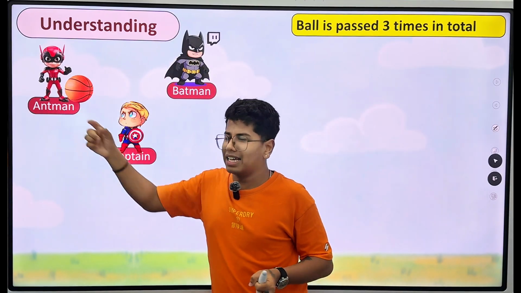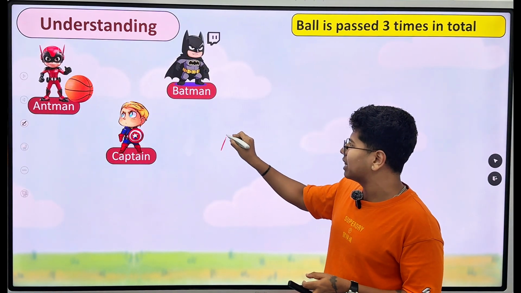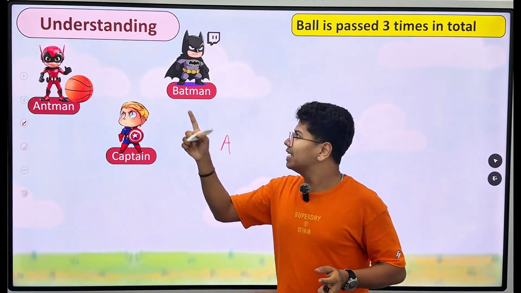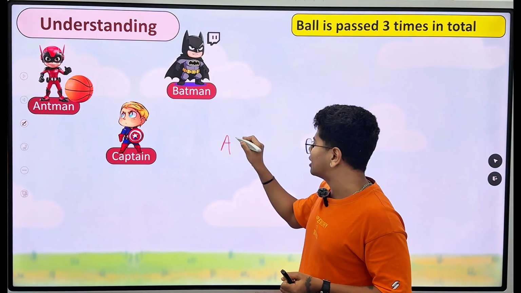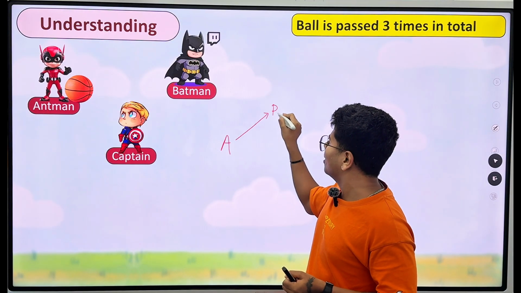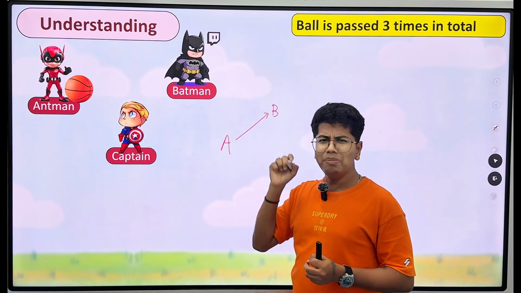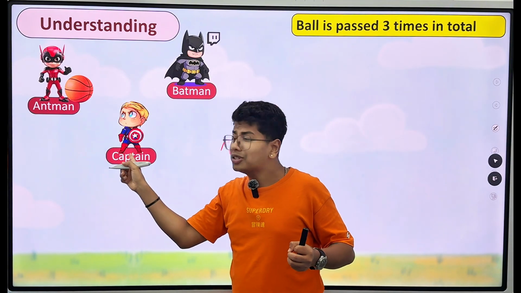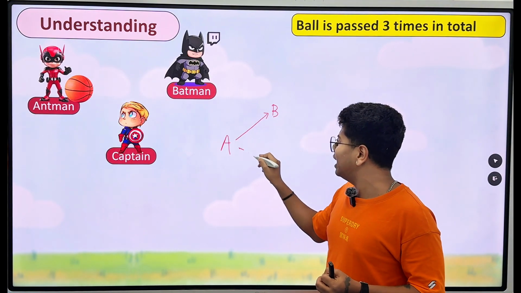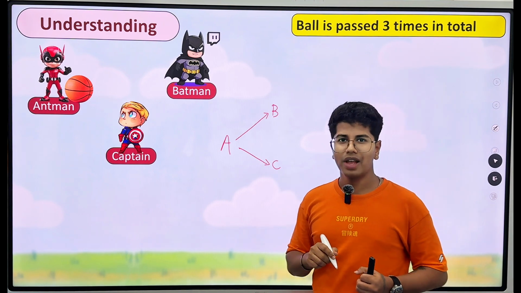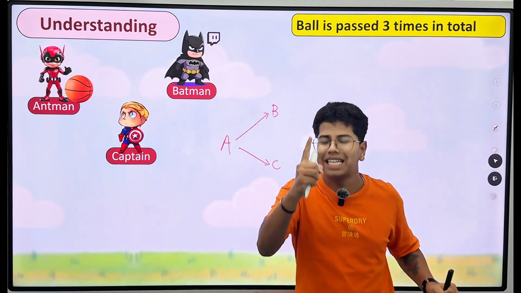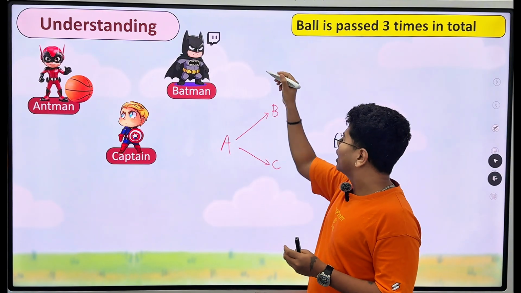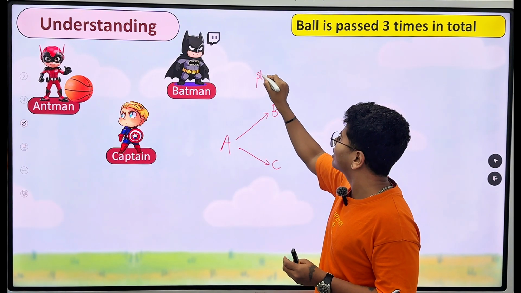If Ant-Man has the ball, I will write down Ant-Man, that is A here. Now what can Ant-Man do? He can pass the ball to B, that is Batman. But can he only pass it to Batman? Of course not. He can also choose to pass to Captain. So here A can pass to C also. So first time Ant-Man can pass to B or Ant-Man can pass to C. So this is just the first time.